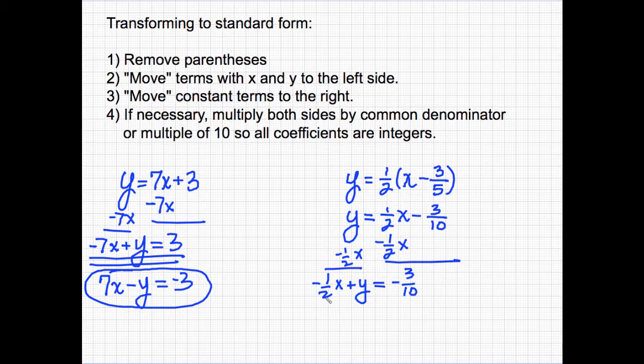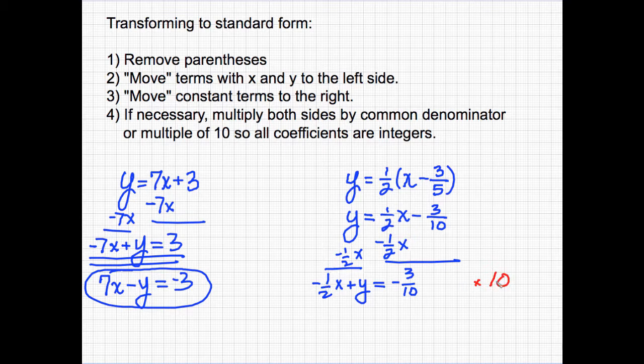Now here we notice that we have fractions as coefficients and we need to make them integers. So we need to use this fourth step, multiplying both sides by a common denominator. In this case, the denominator we'll use is 10 since it's the common denominator. And we'll just write a times 10 here.